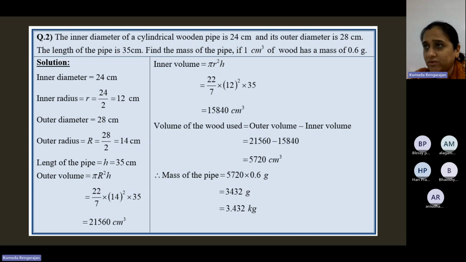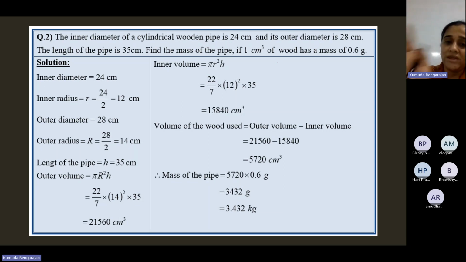Like I was telling you, 1 kg of apples, 120 rupees. In the same way, this volume of wood, 1 centimeter cubed, has a mass of 0.6 grams. So 2 centimeter cubed of wood, 0.6 into 2 grams. 3 centimeter cubed of wood will have a mass of 0.6 into 3 grams. Correct? 10 centimeter cubed of wood will have a mass of 0.6 into 10 grams. So 1 centimeter cube means 1 cubic unit. For 1 cubic unit, this is the mass.